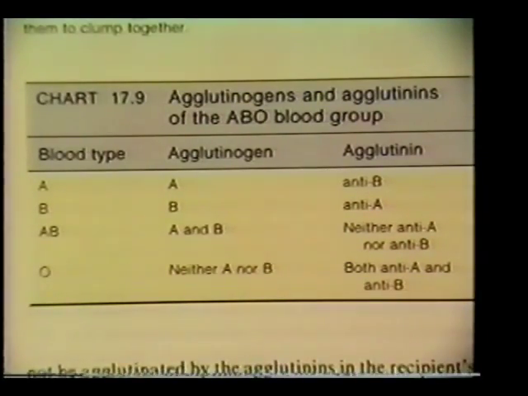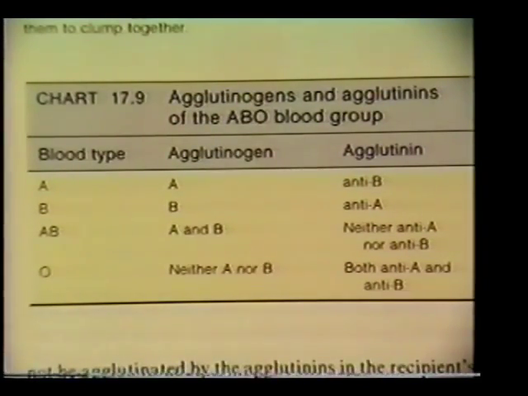The anti-A antibody fights against antigen A, so it will not be present in type A blood, but it will be present in type B blood. The anti-B antibody fights against antigen B, so it will not be present in type B blood, but it will be present in type A blood. Blood type O contains both anti-A and anti-B antibodies, and type AB does not contain either antibody.